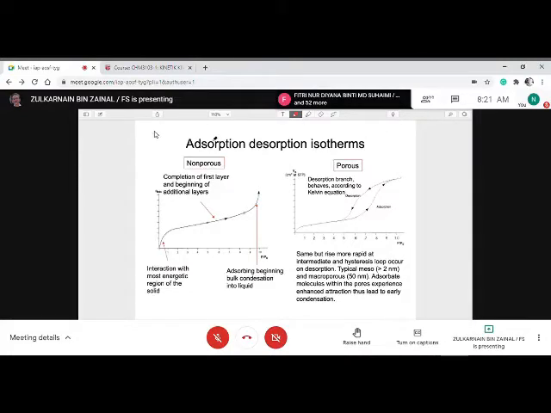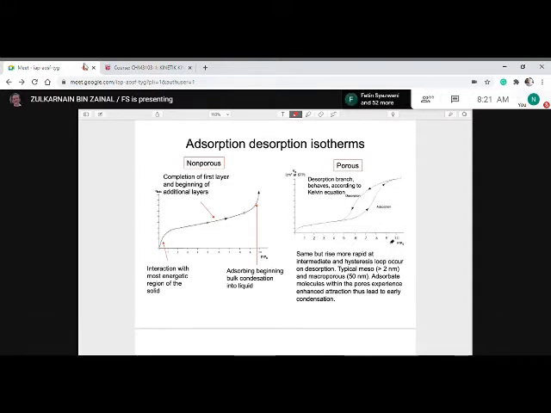As you can see from the figure that I'm showing on the slide now, this is the isotherm for non-porous and porous materials. We are still discussing the BET isotherm. From the BET isotherm, you can differentiate, from the shape of the isotherm, whether the adsorption occurs on porous or non-porous materials.